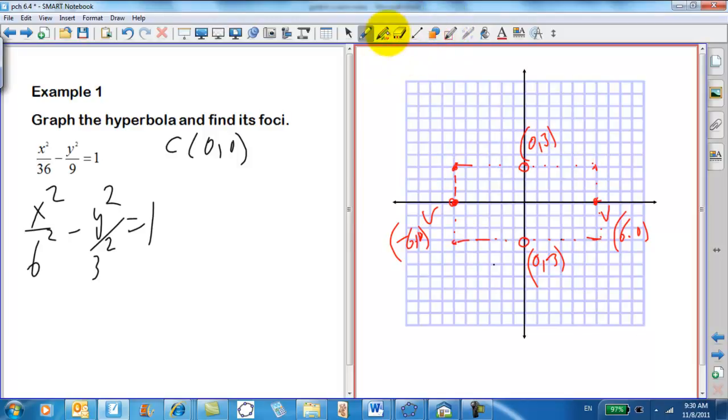I think I have that option here. Yeah, let's make some dashed lines. Let's try that again.